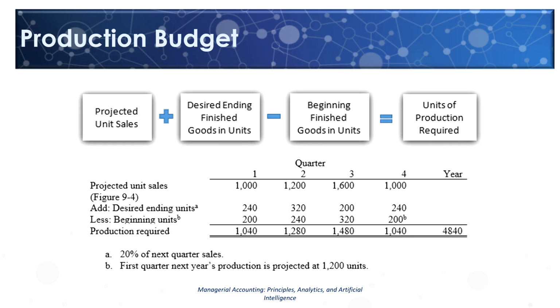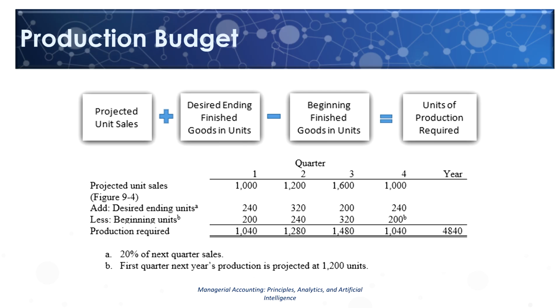Let's take a look at the data from the Bob Willis example. Notice the projected unit sales of 1,000, 1,200, 1,600, and another 1,000 units by quarter. That comes from the sales budget that we previously computed. We add to that desired ending inventory in units, which is computed as 20% of next quarter's sales, which is an assumption management has made to represent the desired ending inventory on hand to avoid stockouts, but not have so much inventory on hand as to result in too much carrying cost.